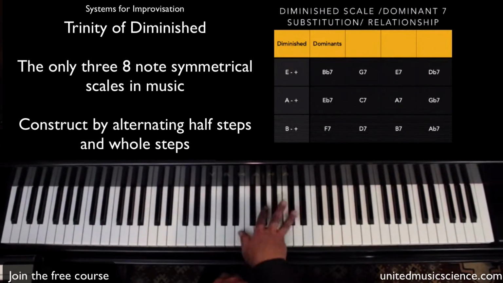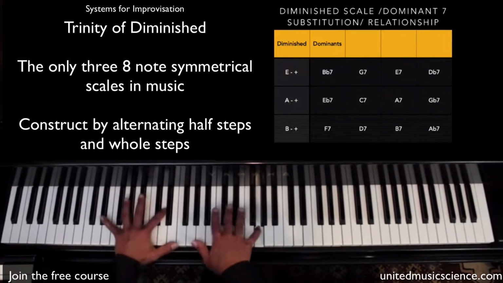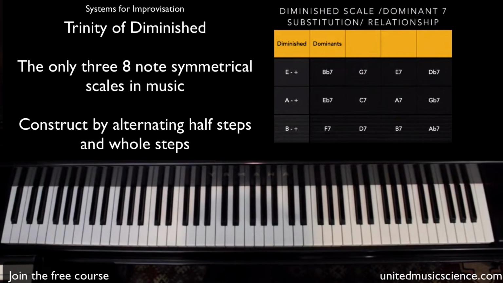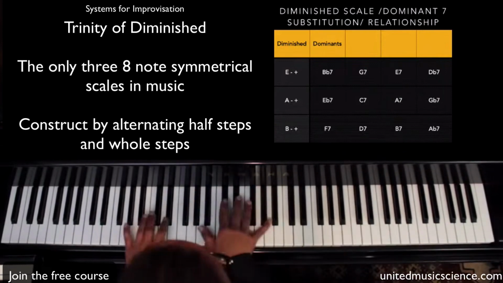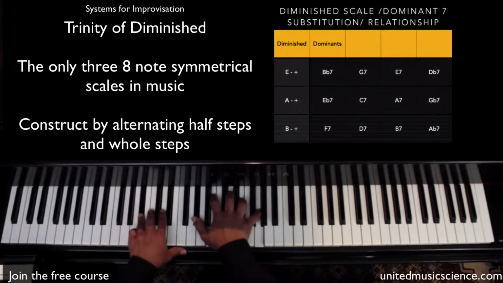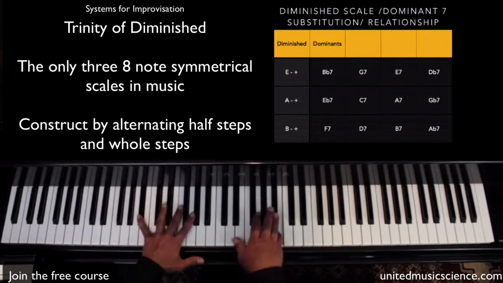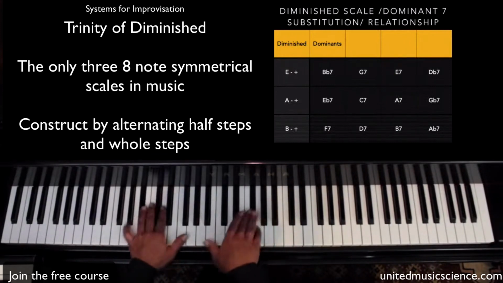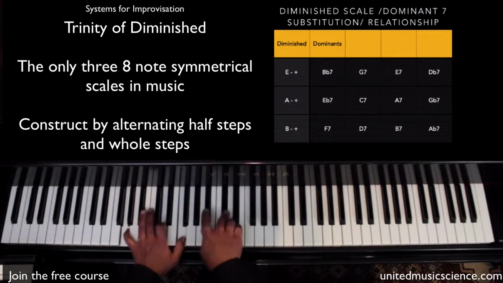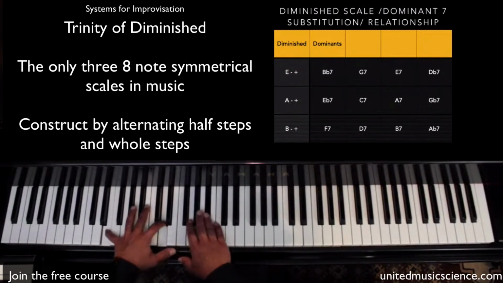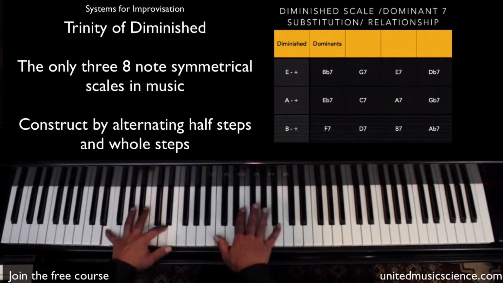Okay, so you see it's related. Now this is different. This is the dominant relationships. Okay, so this is B flat 7. Okay, this one. It relates to these dominants. Okay, D flat 7.